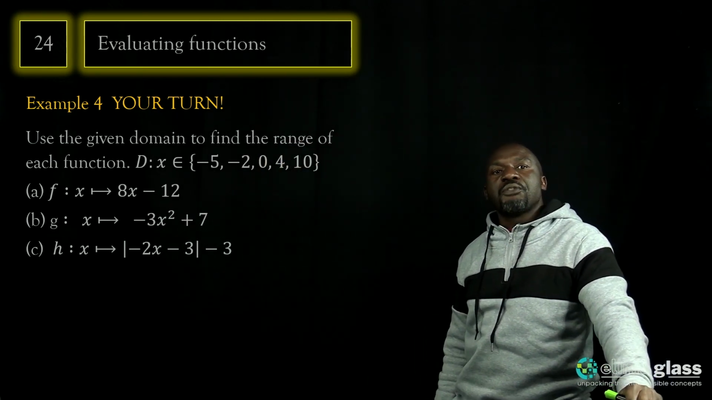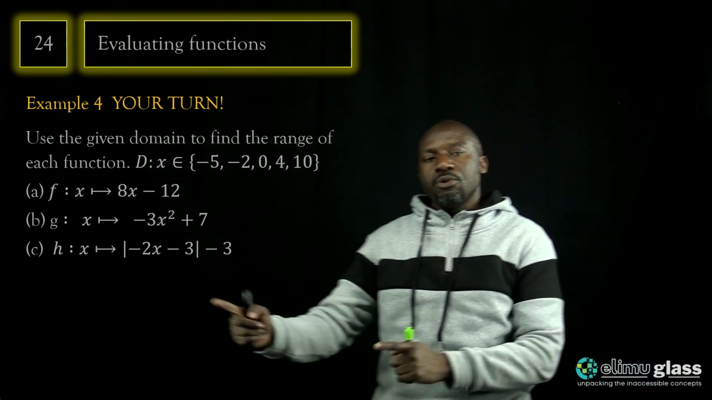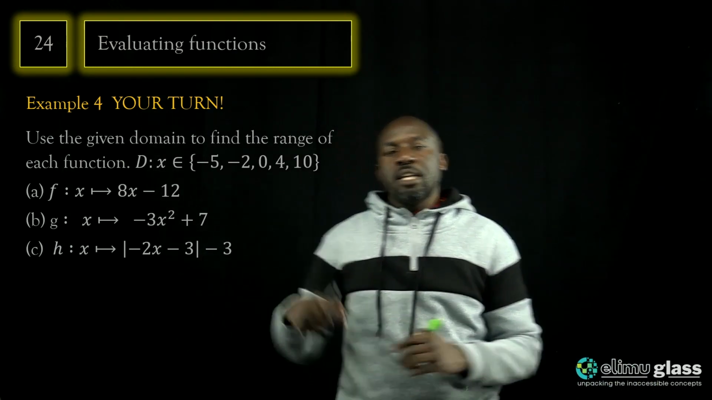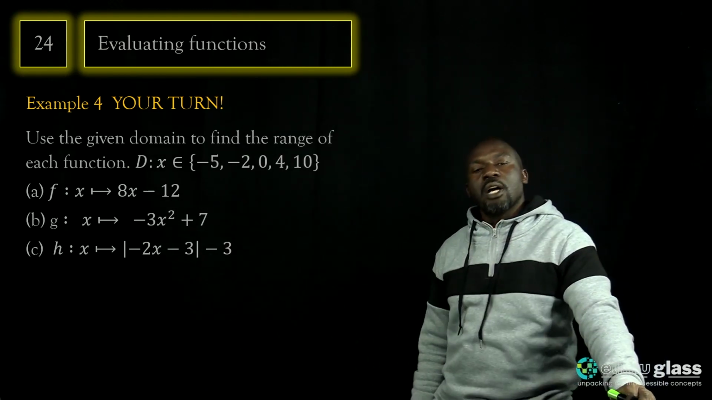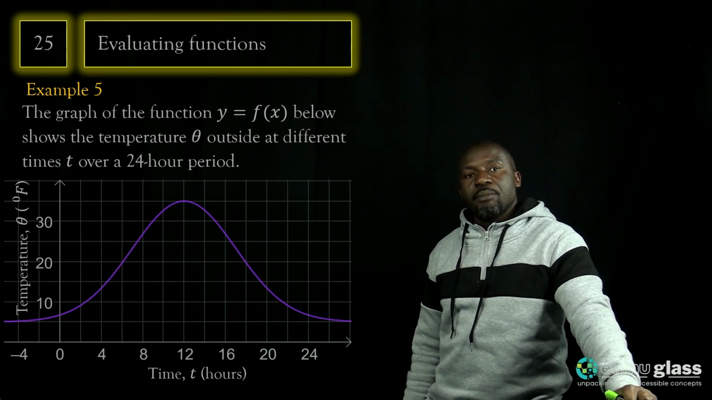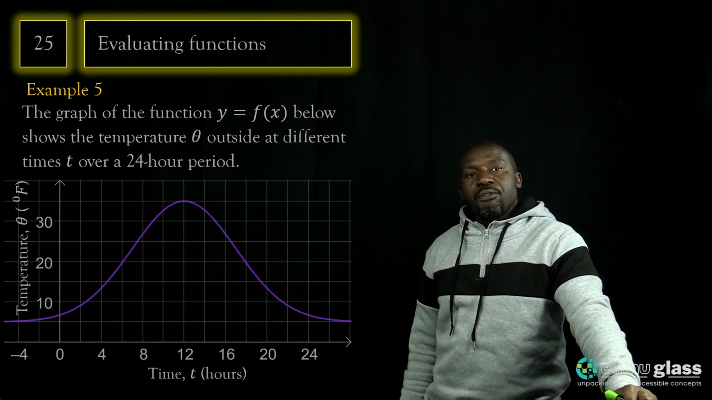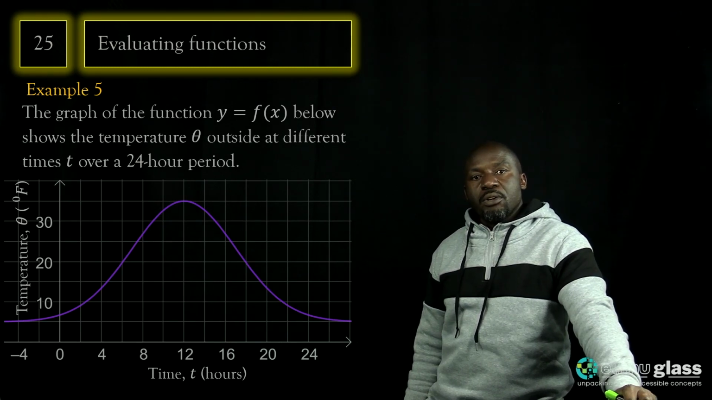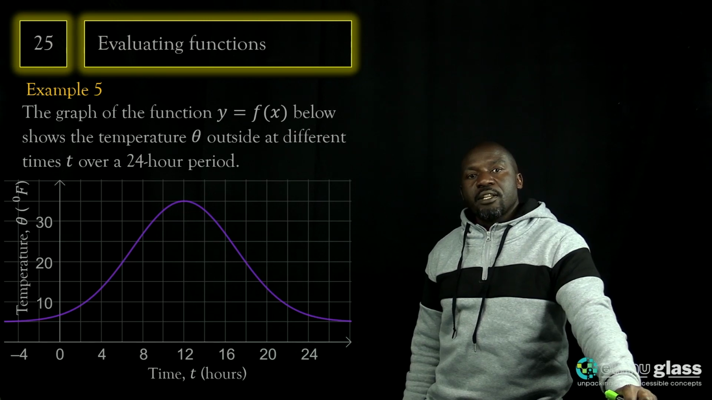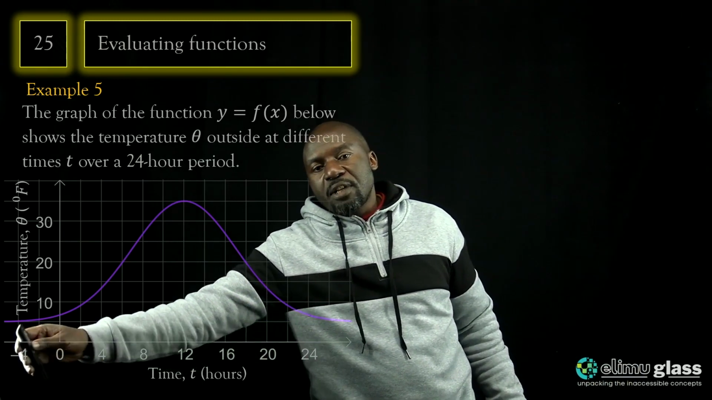So these are confirmed functions. We are no longer talking relations, okay? I hope you know what these vertical lines mean. If you don't, let me know and we can discuss that. All right, here is another one, but I think we will do this one. The graph of the function y is f of x below shows the temperature outside at different times over a 24-hour period, right? So ignore this side of the graph, it does not exist.